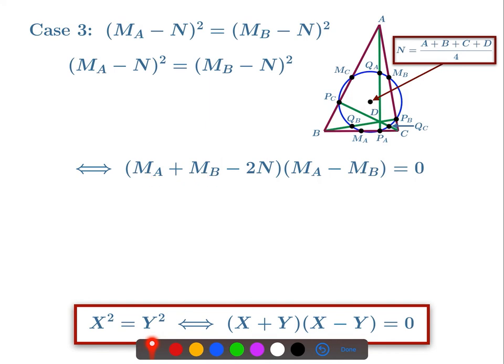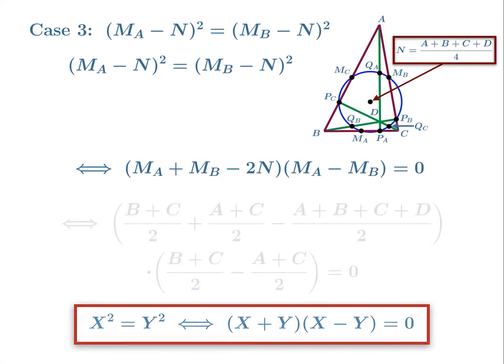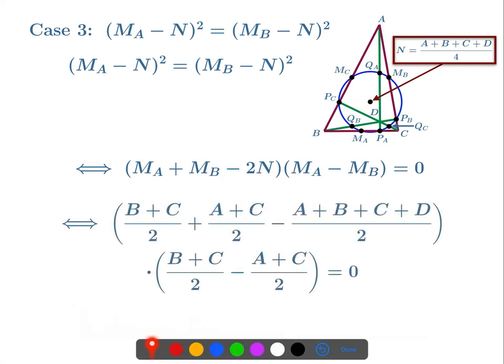And now I want to put down what m sub a and m sub b are in terms of this being a midpoint of BC, so it's B plus C over 2. And this being the midpoint of AC, this is A plus C over 2. It's a little long, so I've squeezed it in here. But again, M sub A is the midpoint of BC, M sub B is the midpoint of AC. And so I have that. N was A plus B plus C plus D over 4, but I have an extra 2 here, so I have 2N. So this becomes just 2 in the denominator here. And m sub a minus m sub b, again, B plus C over 2 minus A plus C over 2. And this will equal 0, and that's my version of a dot product.